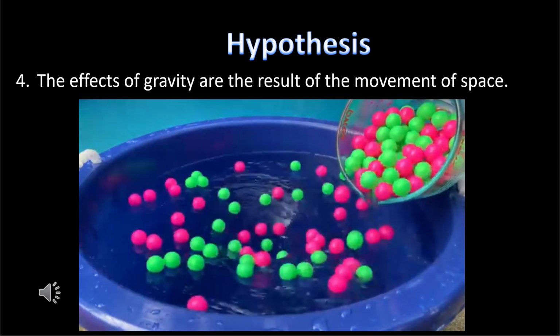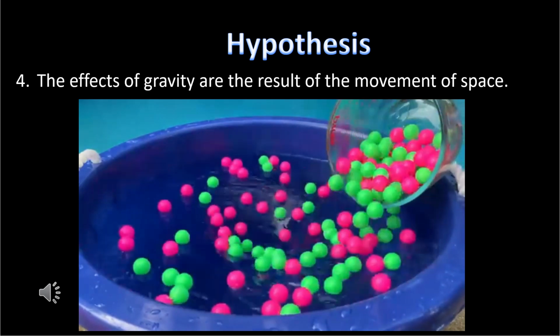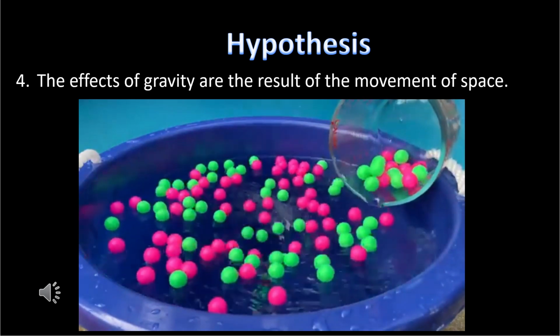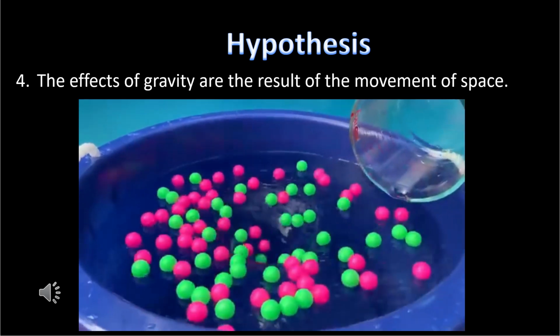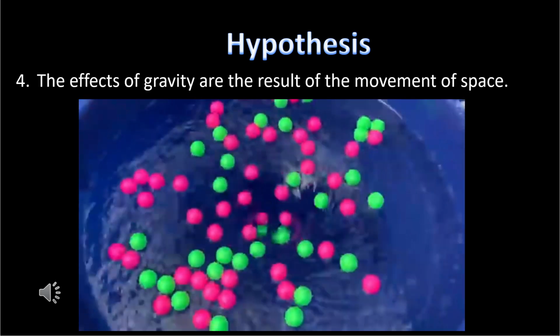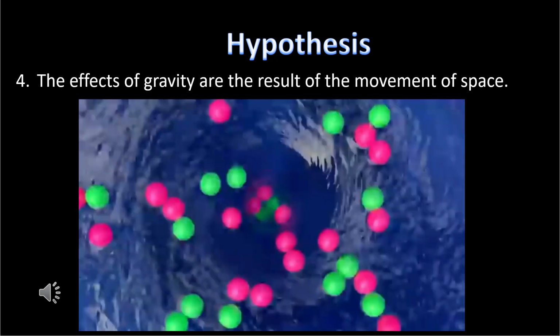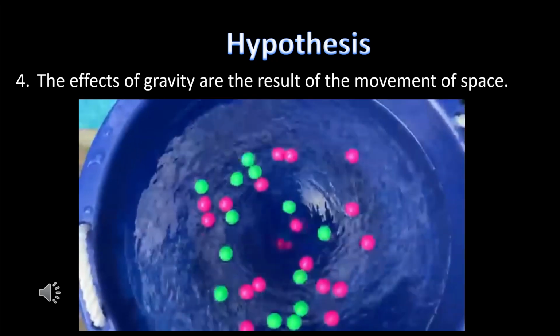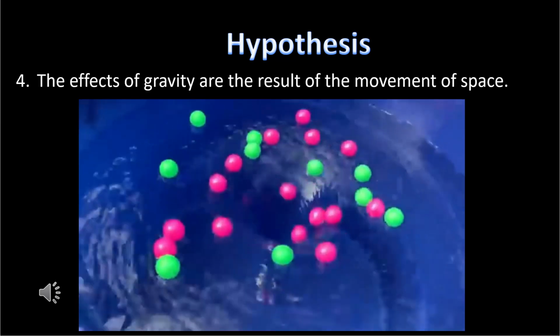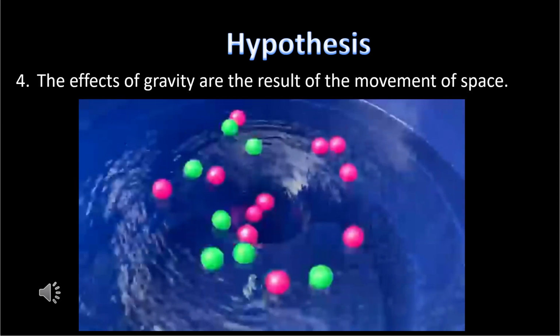If we look at the sink analogy and water going down the drain, we can see that that water is constantly moving in the absence of anything floating in it. If we imagine space like the water in the sink, we can imagine that space is constantly being consumed by mass and is constantly moving.